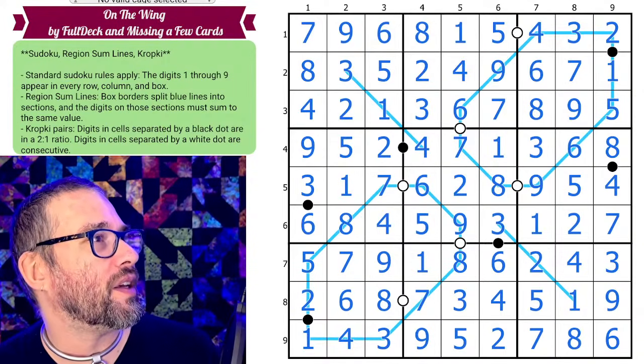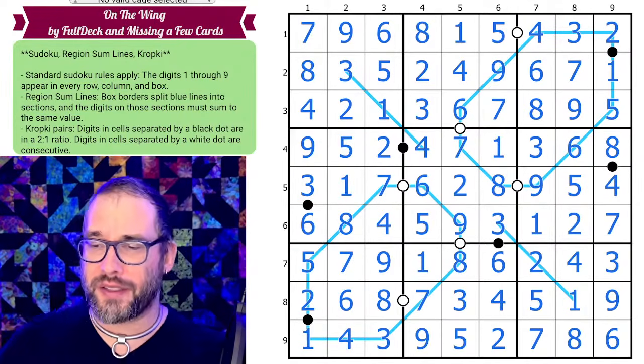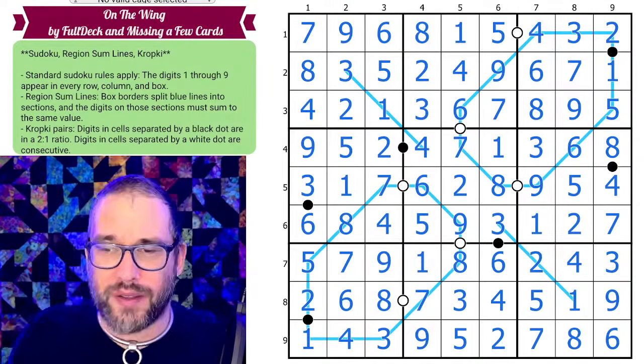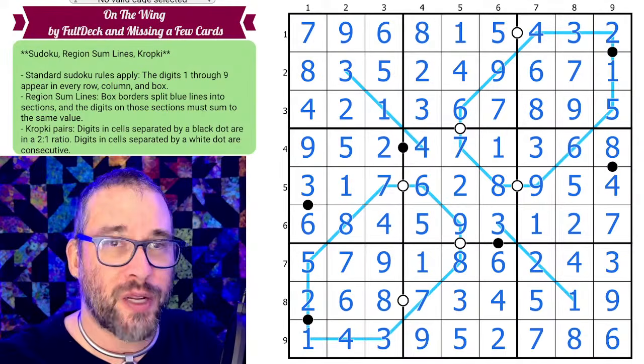So I'm going to take a quick little break and get some more water, but I'll be back in a couple minutes with another puzzle.